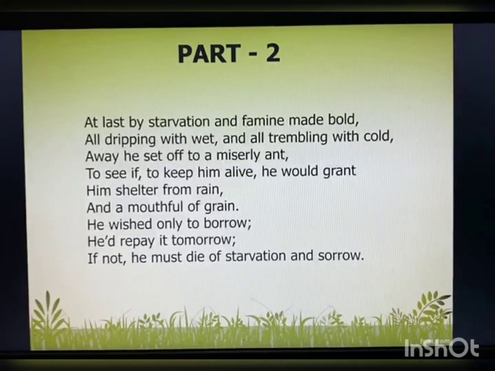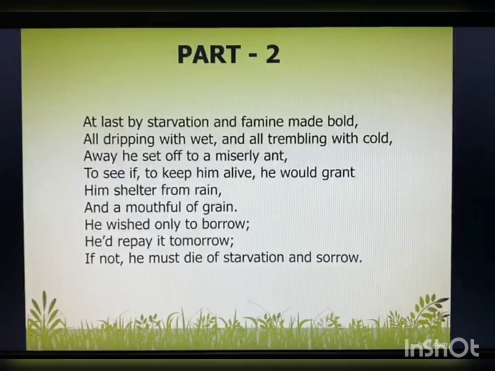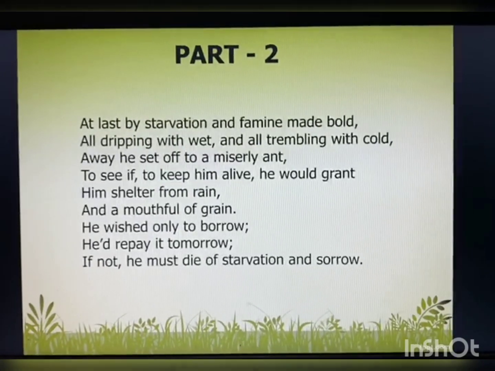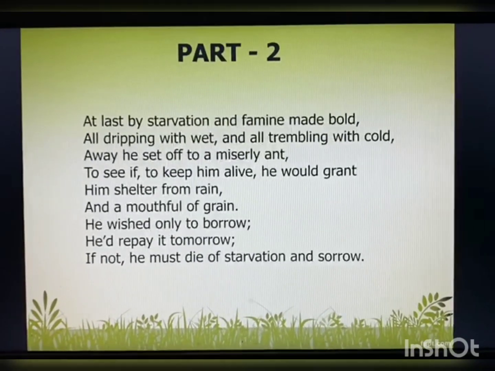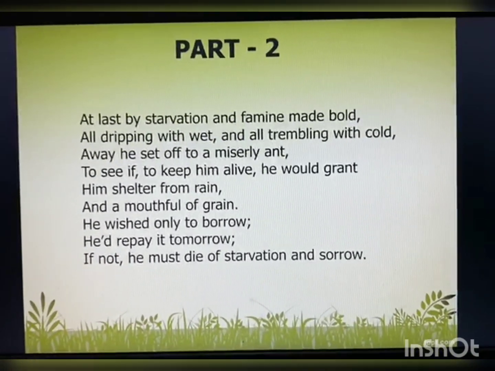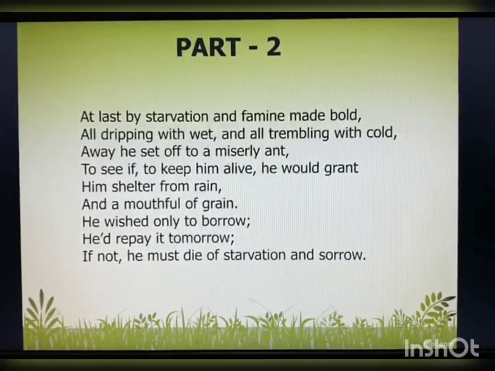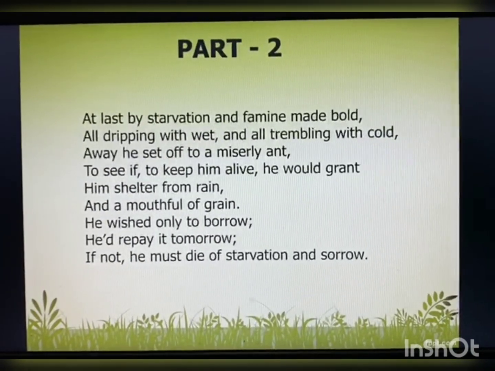Explanation of part 2. The cricket had not eaten anything and was starving with hunger. It mustered its courage and set off to seek the help of a tiny ant to provide it a mouthful of grain. Mouthful of grain means food and shelter from the rain.